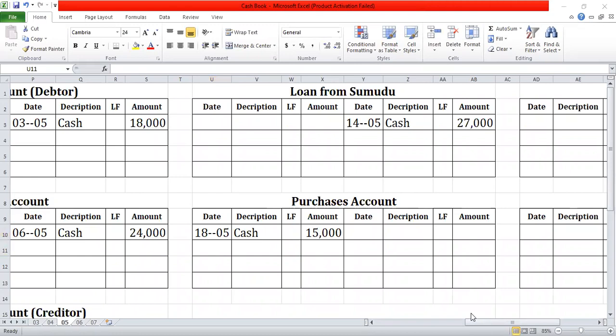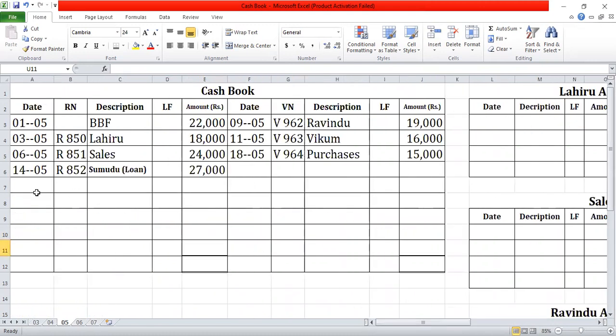Next is 19th of May, another receipt. What is the transaction? Additional capital introduced. 19th of May. It's a receipt to the business, no? Receipt number 853. Capital. Amount 26,000.